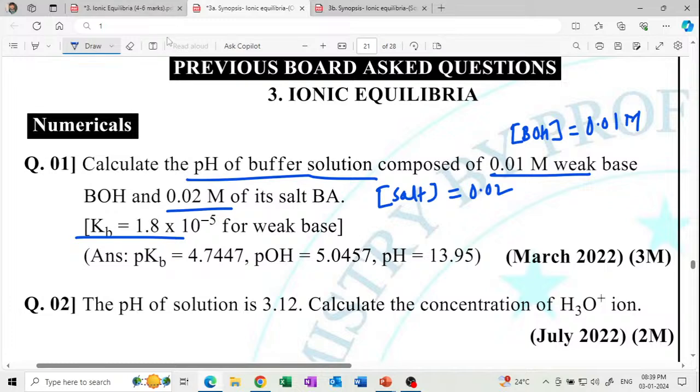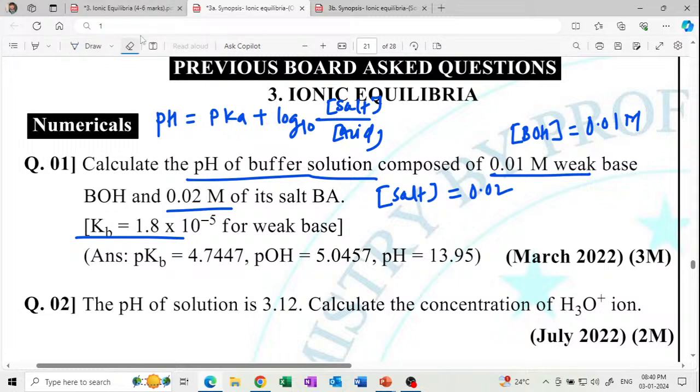So pH is equal to pKa plus log to the base 10 of the concentration of the salt divided by concentration of acid. Then just by substituting the values, we'll get the answer.